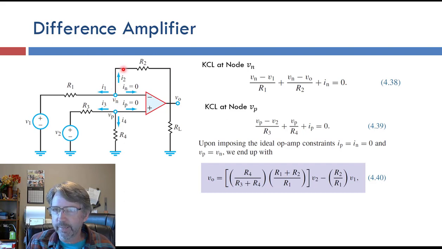Vn minus V0 over R2 is our I2. Vn over here, we can't do Ohm's law. Remember, we can't do Ohm's law because there's no resistor here, so we have In, but from our golden rule, or our summing point constraint, In is 0. So we can write it like this.